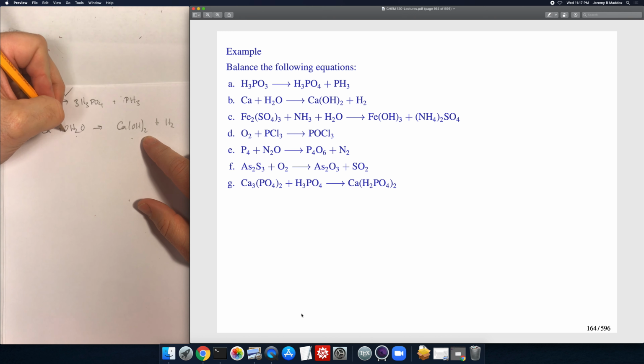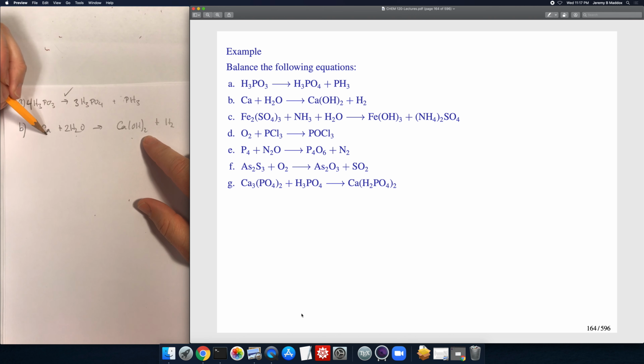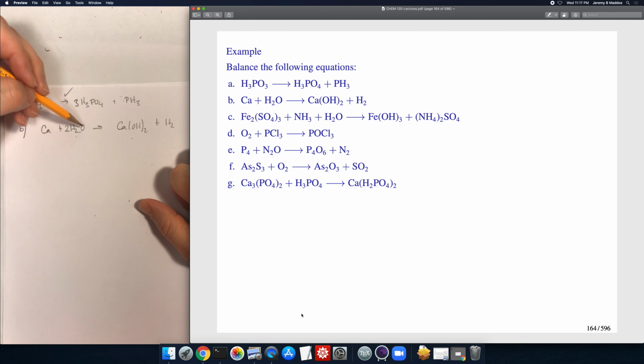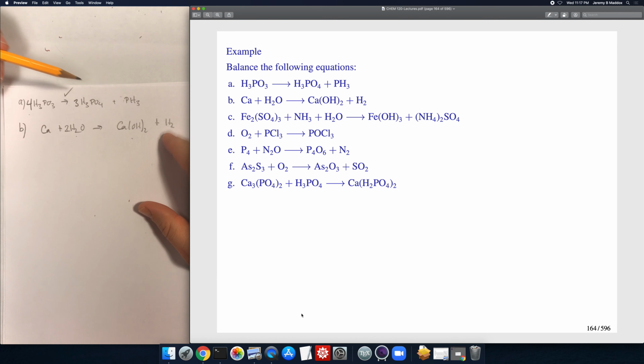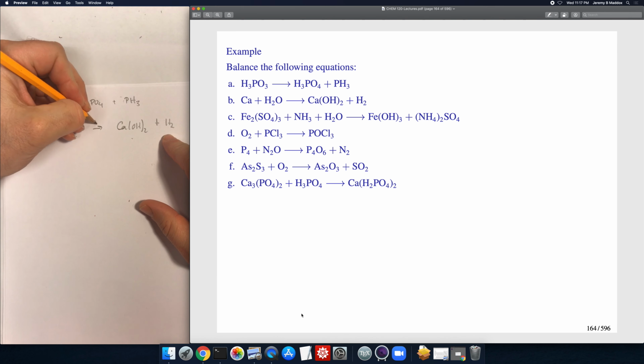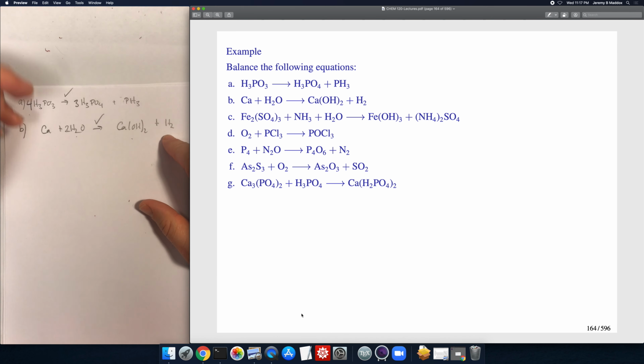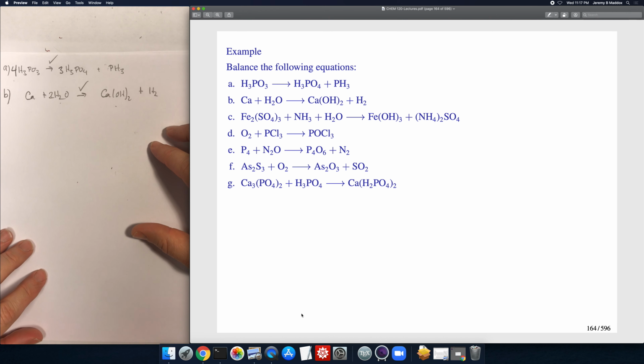So if we put a 2 there in front of the water, let's see how that changes the situation. Calcium is still balanced. We know that the oxygens are now balanced. What about the hydrogens? Well, now we've got 4 coming from the water, and then we've got 2 plus 2 more, 4 on the products. So this reaction was balanced fairly easily as well. Let's look at part C.